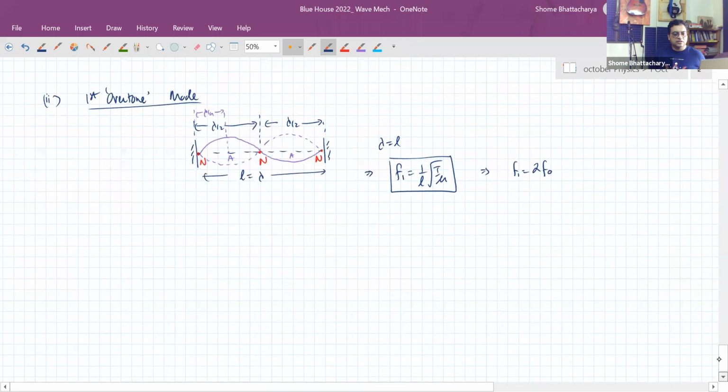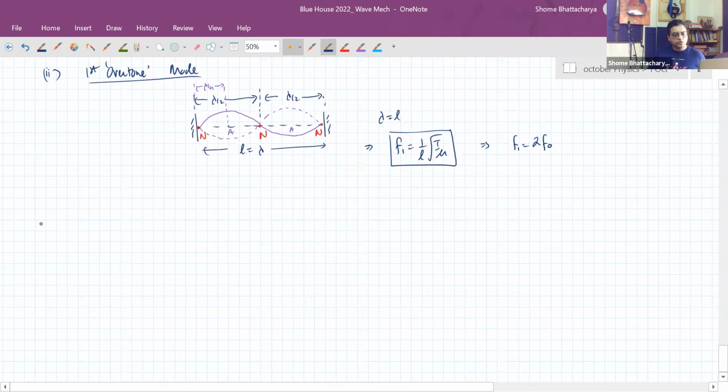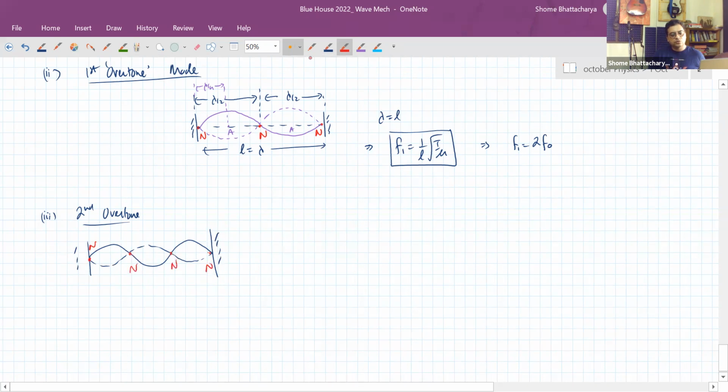And like that, we can see that there's a whole series of harmonic overtones. The second overtone, the string will look like this. So there are two nodes in between now. Apart from the endpoints, there are two other nodes. So there are 4 nodes in all and 3 antinodes. So this time this length L becomes equal to 3 half wavelengths.